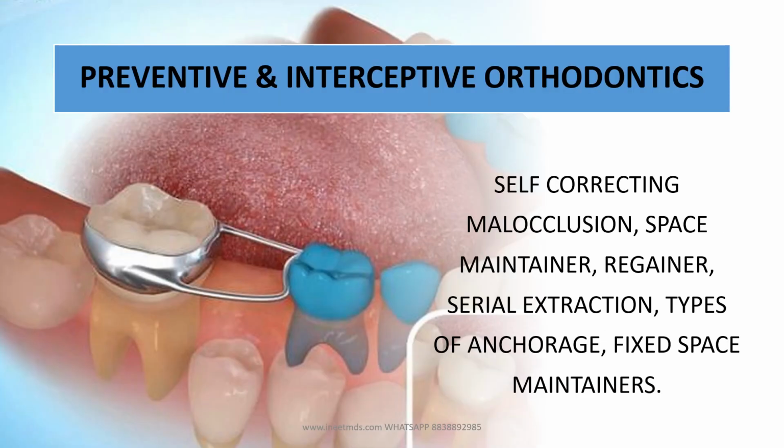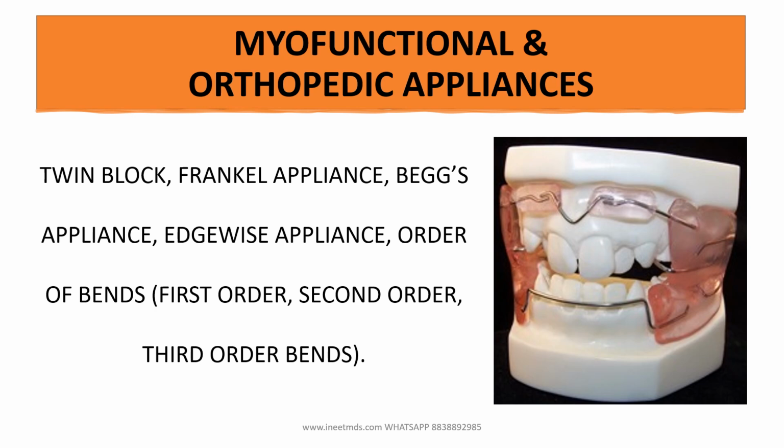Next topic is preventive and interceptive orthodontics. So under that you should know the list of self-correcting malocclusions, the entire table. You should know what all comes under self-correcting malocclusion, what is a space maintainer and what is a space retainer. You should know the images because it is very important from an image based MCQ point of view. What are the types of serial extraction and how it takes place, types of anchorage and fixed space maintainers.